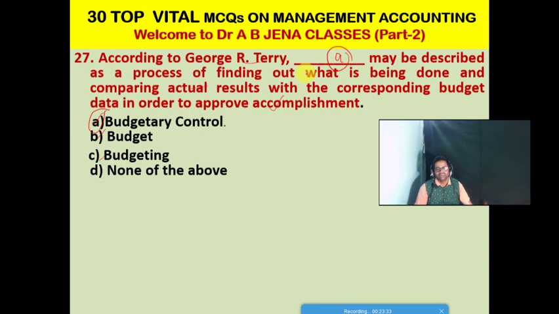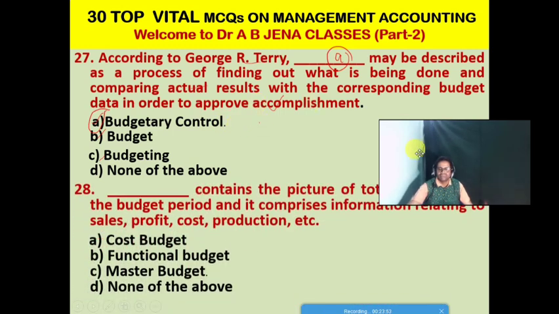I mean, according to George R. Terry, budgetary control may be described as a process of finding out what is being done and comparing the actual results with the corresponding budget data in order to approve the accomplishment. So A is the right option for this MCQ.